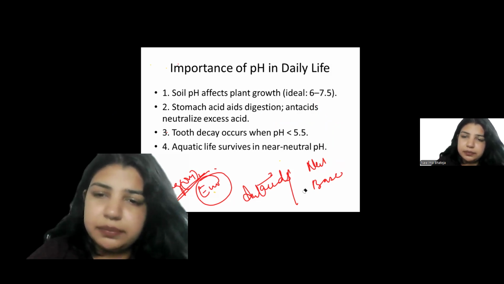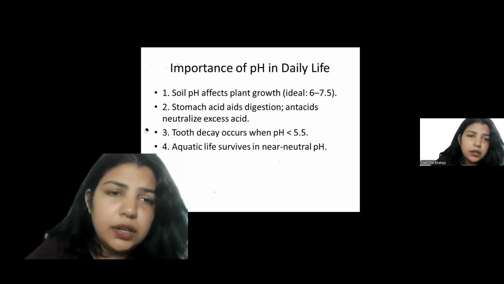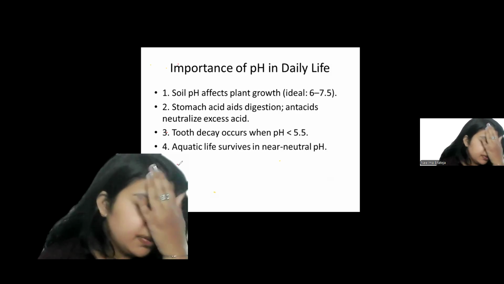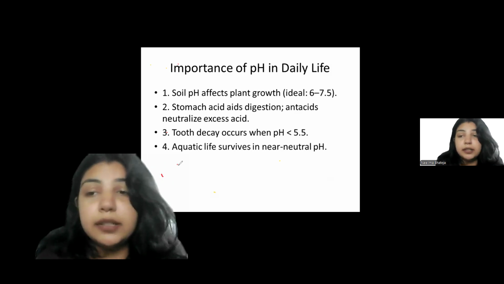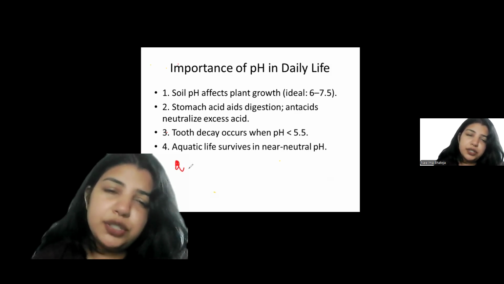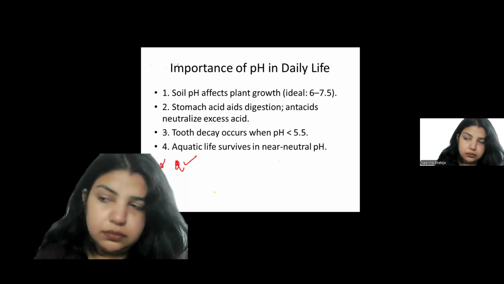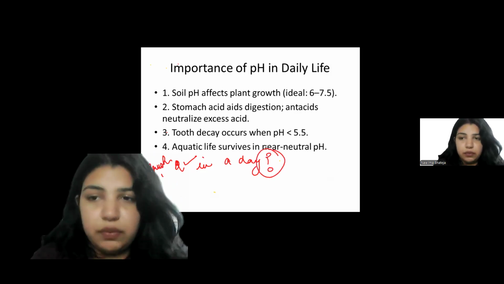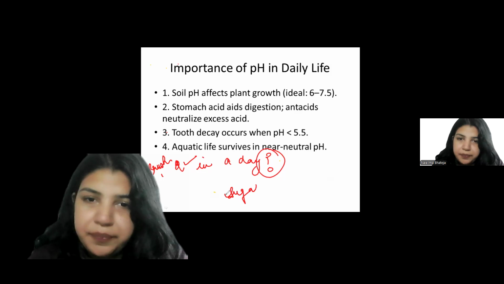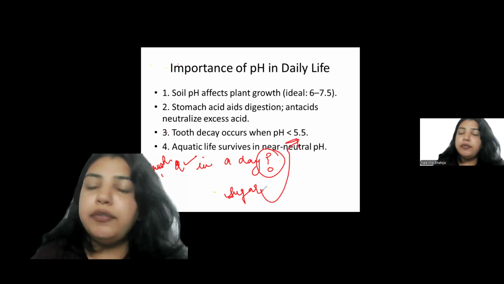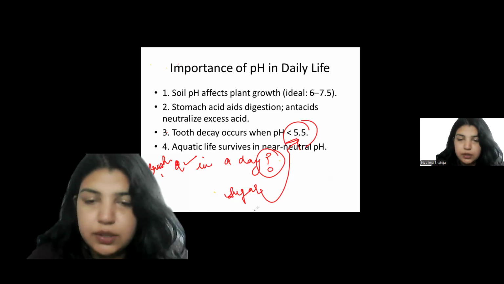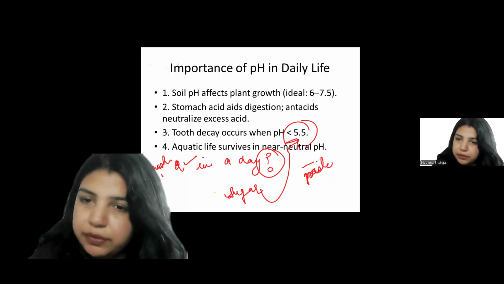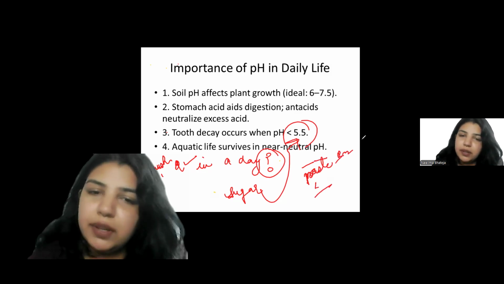Okay, next, tooth decay. Do you remember that our younger sisters, elder sisters, mothers, and all the elders say that you need to brush twice a day? Why do we always say this? Because when we eat sugary compounds, it makes the pH of the mouth about 5.5. So it becomes acidic in nature, and we need to use a paste, a Colgate type of thing, to neutralize it because it contains a base.